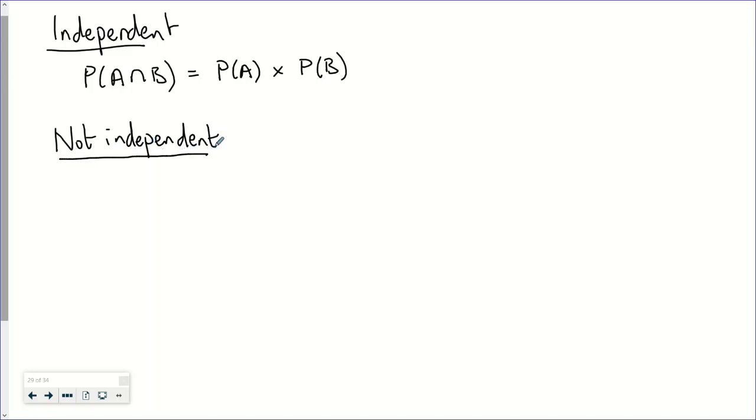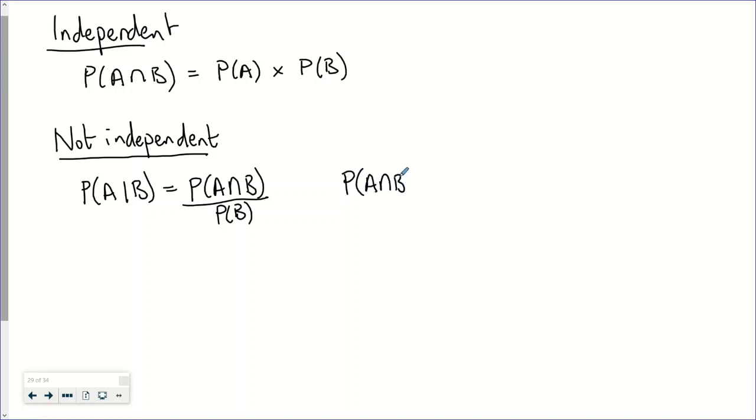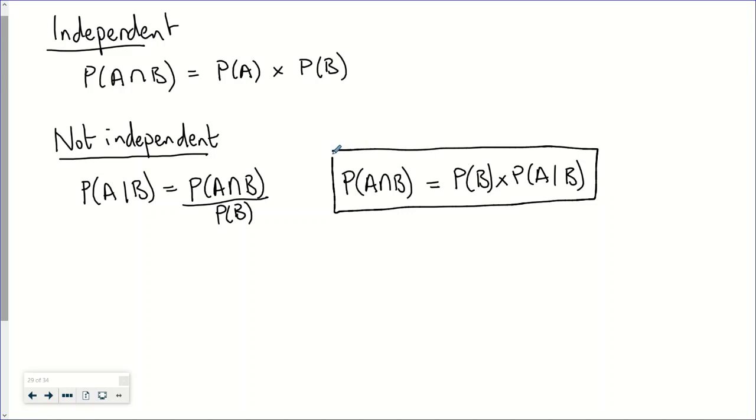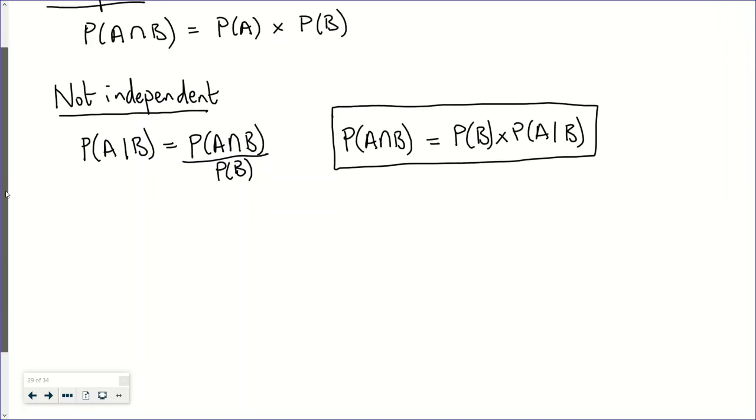Unfortunately, it's not going to be as simple as just timesing the two probabilities together. In order to derive this formula, we're going to start with the probability of A given B. And we know from conditional probability that this is the probability of A and B happening divided by the probability of B happening. So if two events are not independent, we can rearrange this to get the probability of A and B happening. If you times both sides by the probability of B happening, we get the probability of B happening multiplied by the probability of A happening given B has happened. And this is a really useful formula, and it can tell us the probability of two non-independent events happening at the same time.